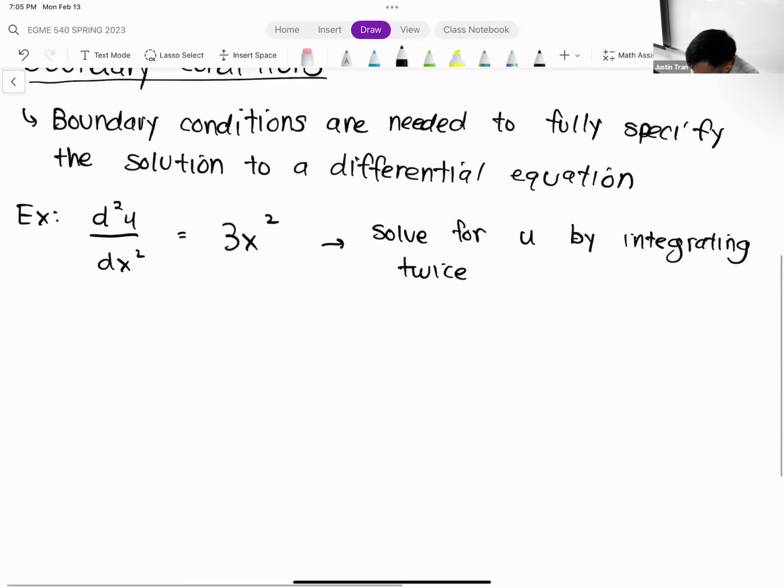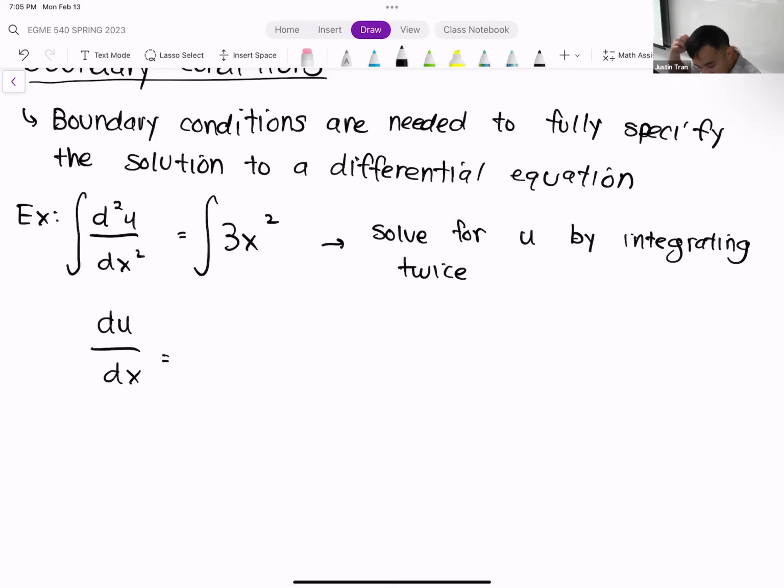And so if we integrate once, on the left-hand side, we end up with du/dx. On the right-hand side, we take the integral of this, we get x cubed. But since we're doing indefinite integrals, we know that whenever we perform indefinite integrals, we have to add an arbitrary constant.